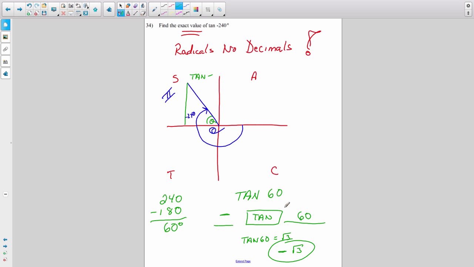So I know that the tangent of 60 is radical 3. And being that the angle lives in quadrant 2, I'm going to put a negative sign on it because in the second quadrant, tangent's negative.